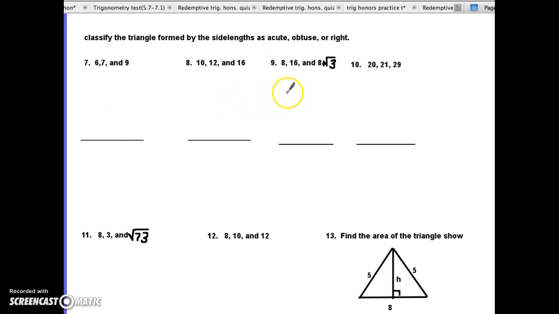Okay, so let's just go ahead and do, we've got quite a few of them here. Let's do number 9. We look at number 9 and we see 8, 16, 8 root 3. So we've got to determine which is the longest as we compare c squared with a squared plus b squared. So 8 times root 3, I have to go to my calculator to find that one out.